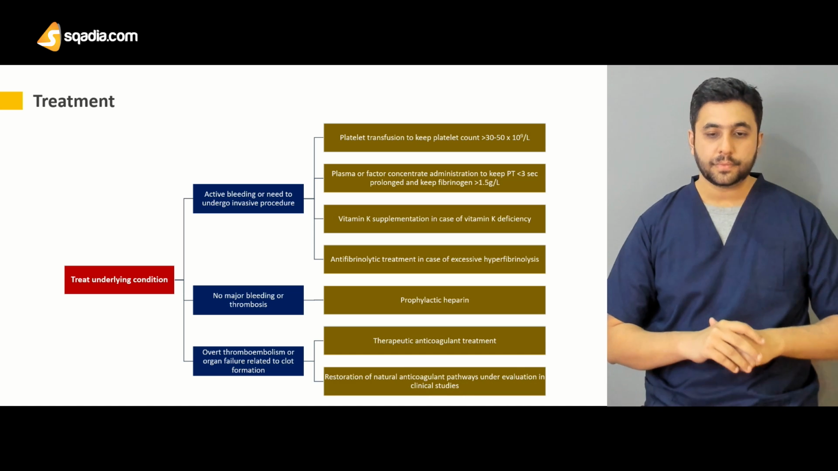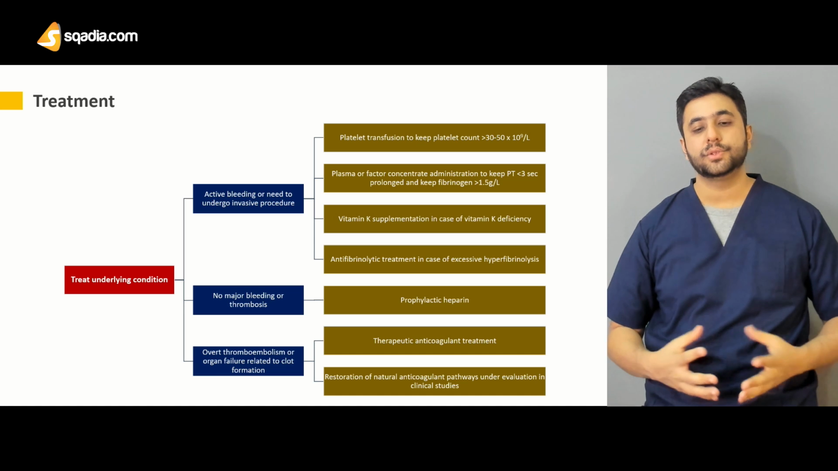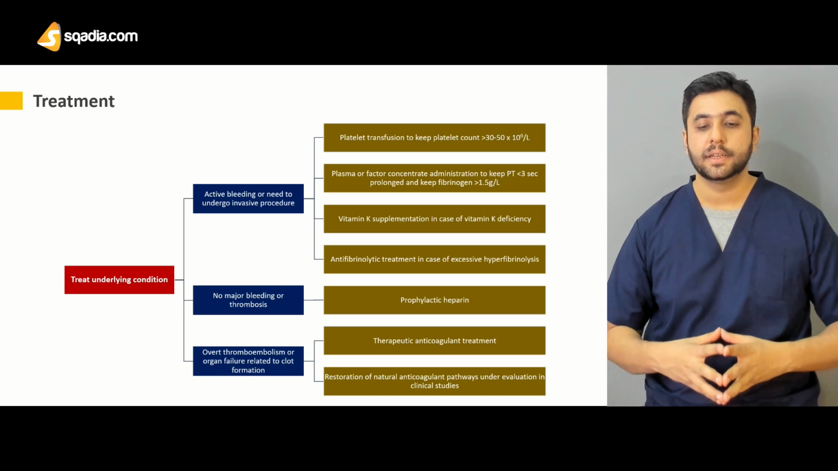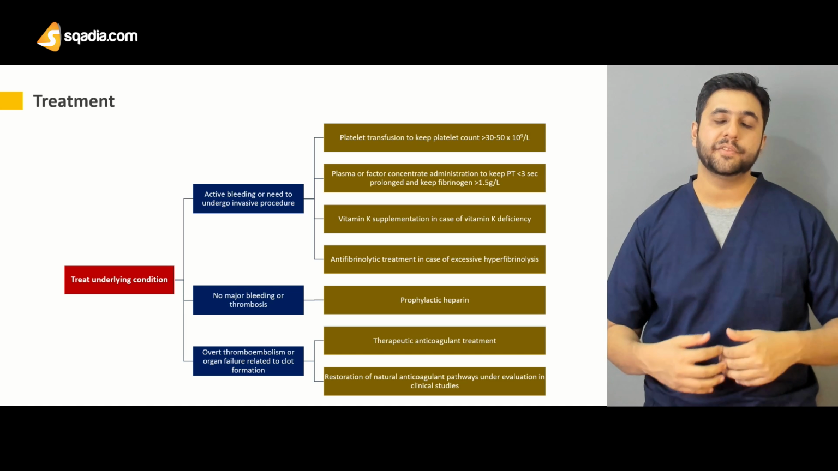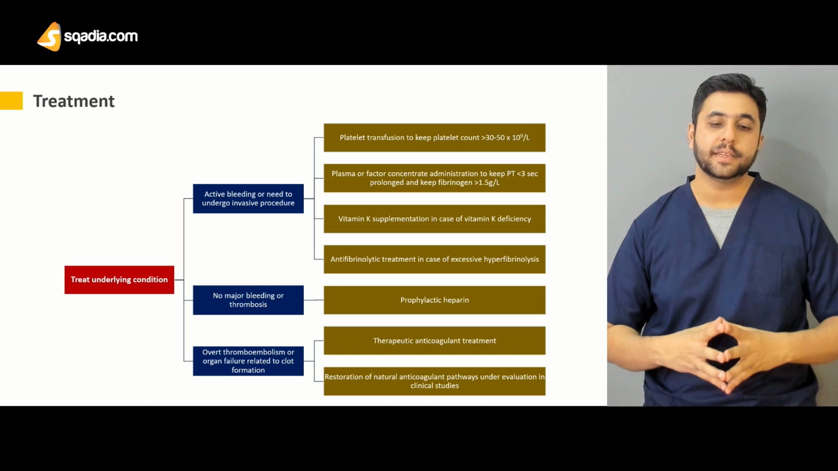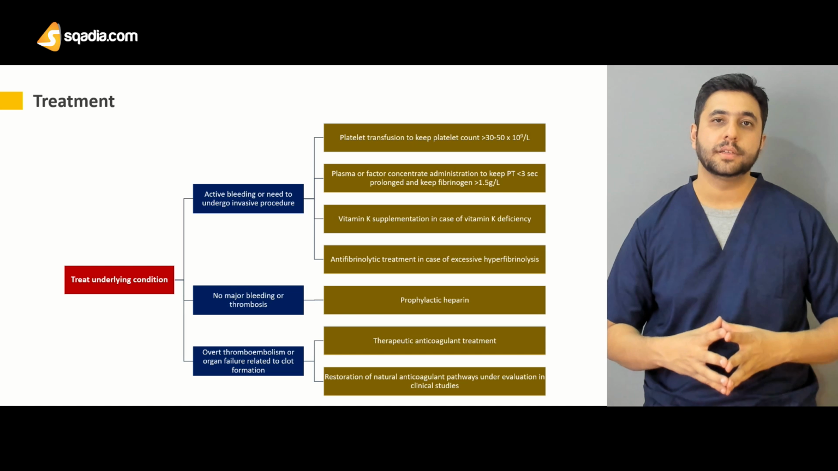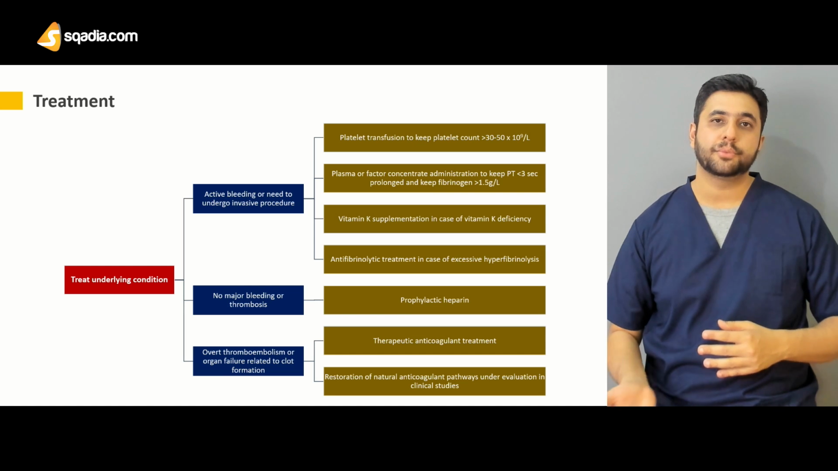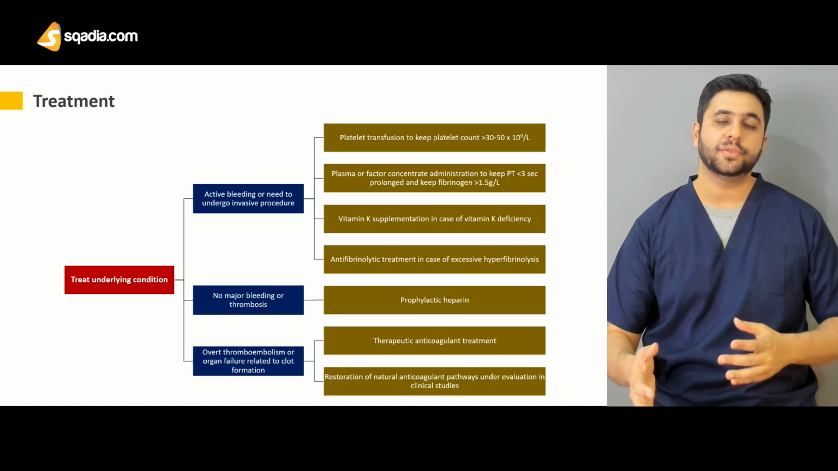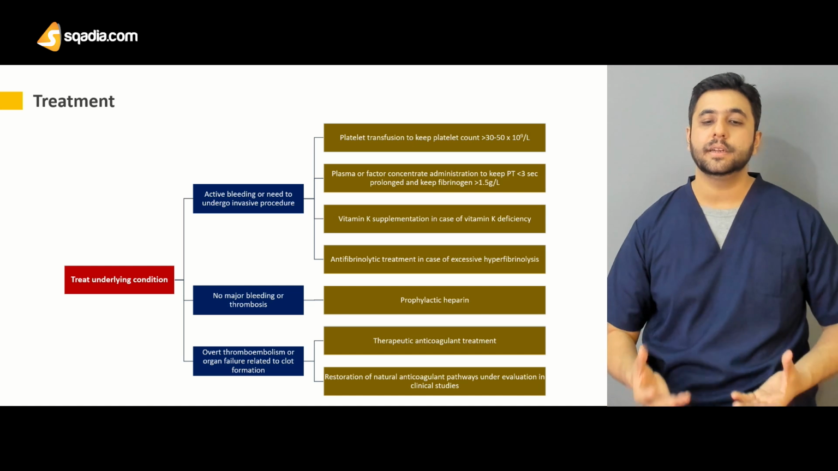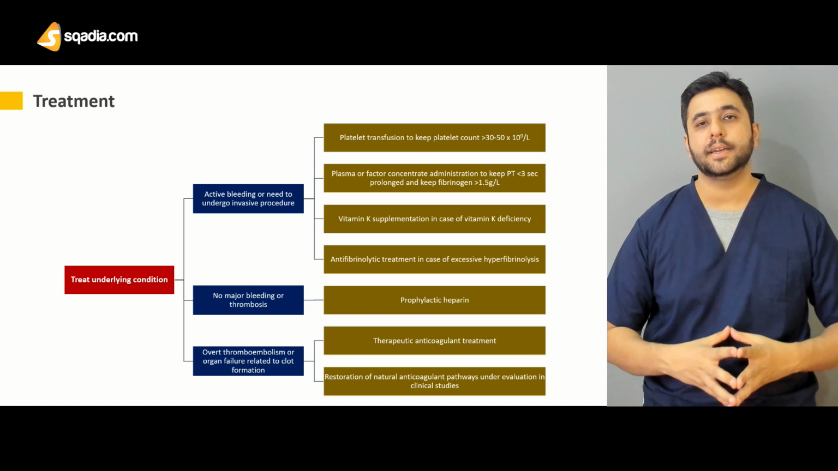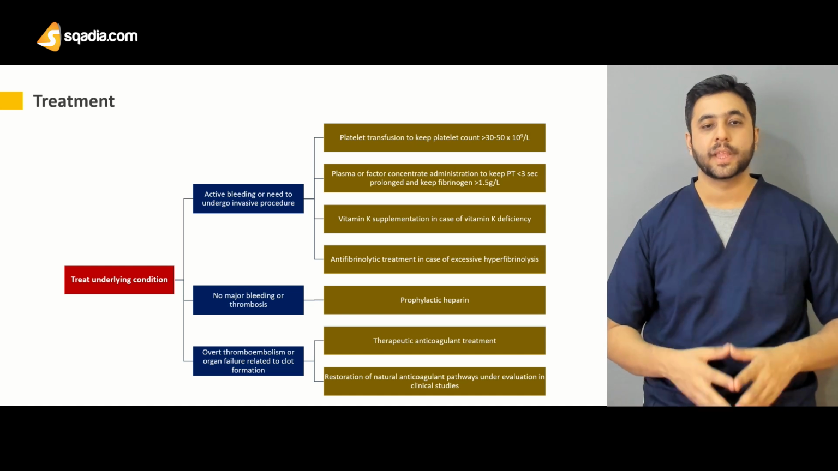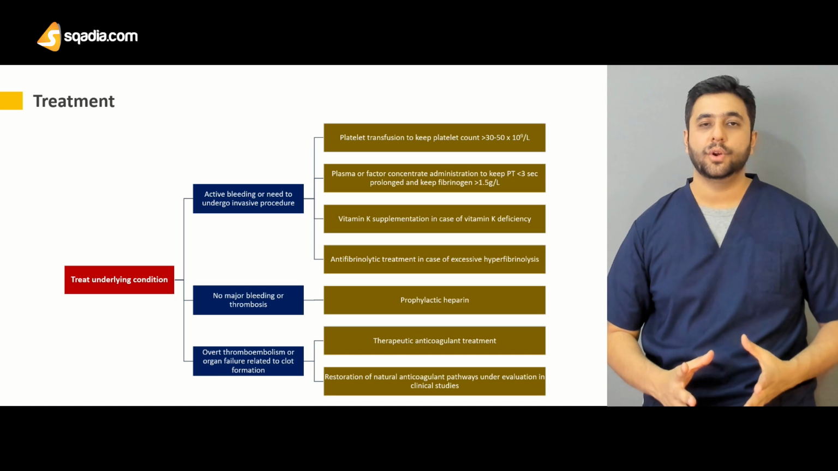Along with that, it is important to restore the natural anticoagulant pathways. These are generally under evaluation in clinical studies. We can give from outside the various types of natural anticoagulants like protein C and protein S. They are recombinant forms which are being tried under clinical studies. These can be transfused into the patient, or we can use certain drugs that can promote or activate these natural anticoagulant pathways.